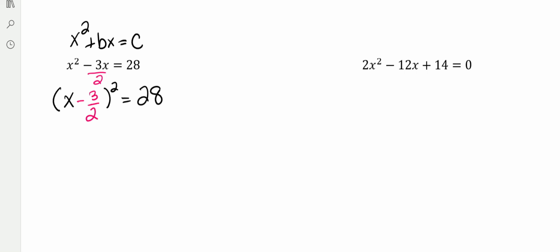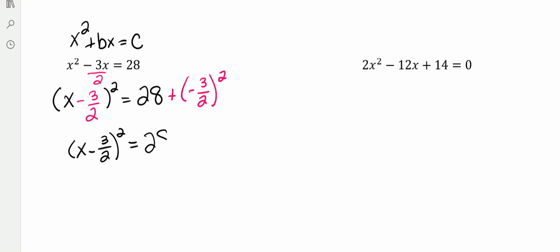Now don't freak out because we have a fraction, okay? So once again, this is negative 3 halves squared, so I'm going to add negative 3 halves squared on the other side. So what exactly is this going to look like? Well, it's going to look like x minus 3 halves squared equals 28 plus negative 3 halves times negative 3 halves, which is 9/4.